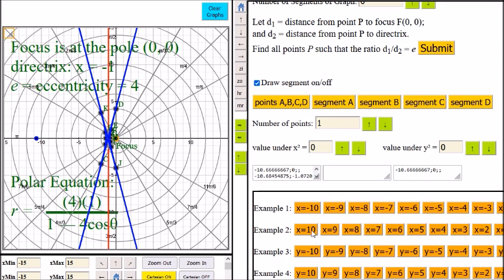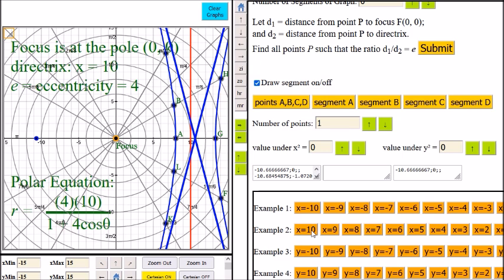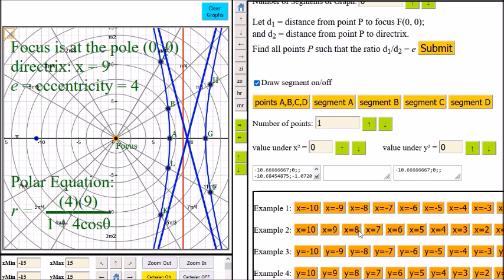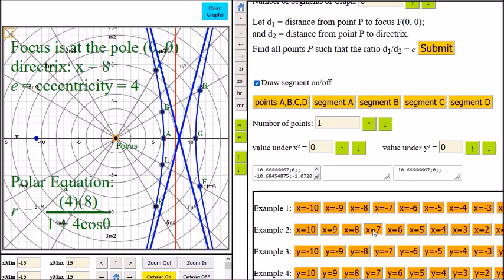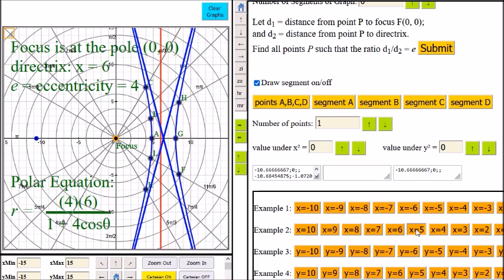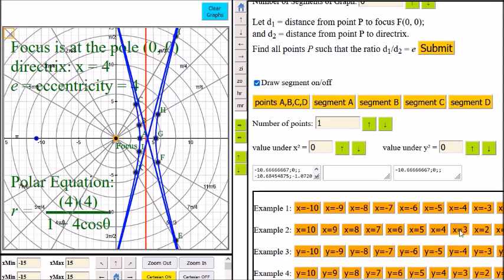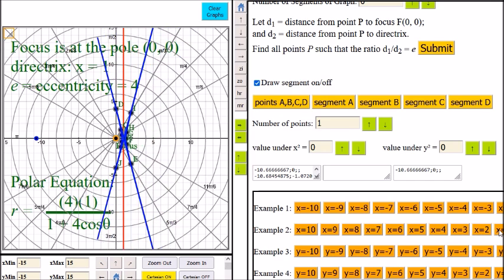And now let's move the vertical directrix to the right of the pole. So now this vertical directrix is to the right of the pole. And therefore the equation will be 4 times 10 divided by 1 plus, instead of minus, 4 times cosine of theta. And here's x equals 9, 8, 7, 6, 5, 4, 3, 2, 1.